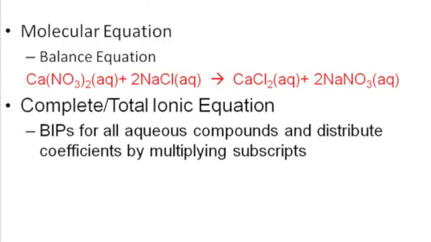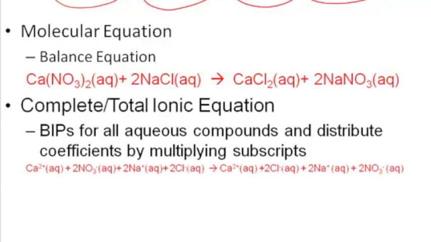The next step is to do the complete or the total ionic equation. Again, BIPs for all aqueous compounds and distribute the coefficients by multiplying through with the subscripts. Okay? Well, all of them are aqueous. So therefore, I'm just going to do BIPs for every single one of these compounds here. And it looks like this.